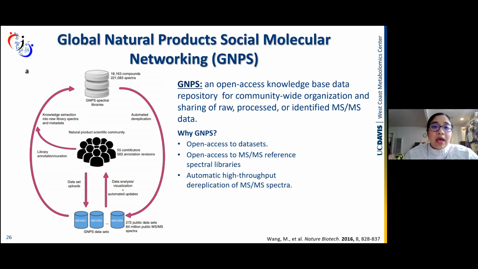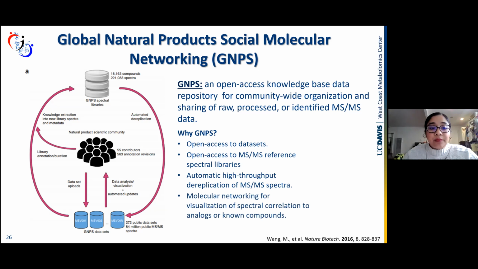So going back to a couple slides from the beginning, I mentioned that structural replication, or an exhaustive search against libraries or databases, is really the first step to compound identification. So this is something that can be taken care of in GNPS. And then it also has an added benefit of doing molecular networking for visualization. And I'll have a quick slide on that.